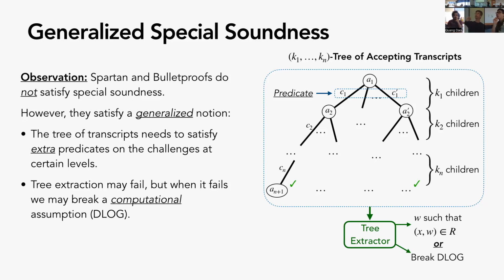So the second change is easy to incorporate into the special soundness framework. Basically, you just have an extra term where you bound this advantage by the advantage of breaking discrete-log. But the first notion is a bit more difficult. So how do we build the tree with extra predicates? And what are the extra predicates that we care about?